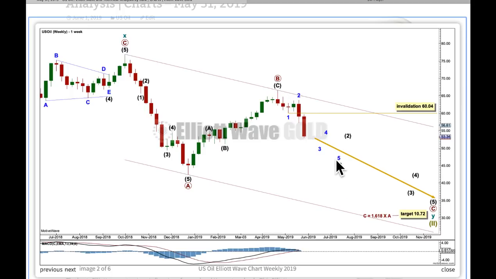Intermediate wave 1 may be subdividing as an impulse so far with 1 and 2 complete. 3 has moved well below the end of 1. It may be ending in another couple of weeks or so. And then 4 may not move into wave 1 price territory above the invalidation point.